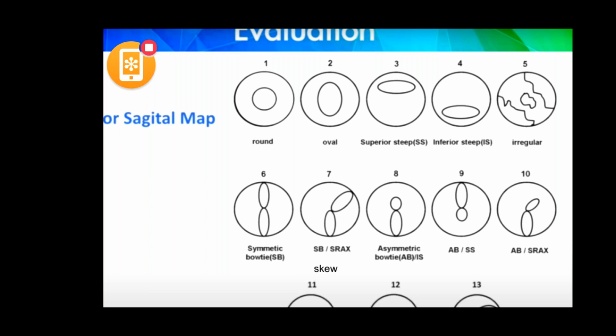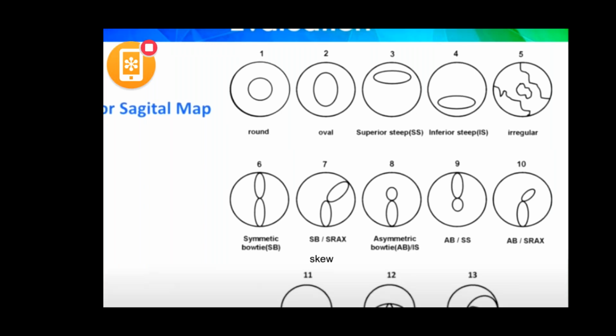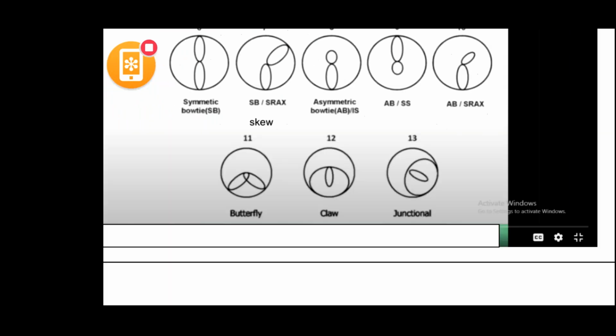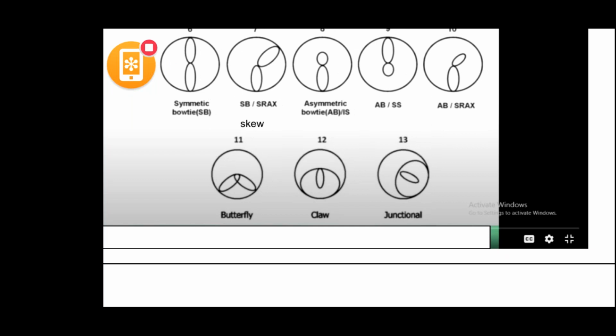Number 9 is again an asymmetric bow. Number 10 is an asymmetric bow with a skew. And below that, you have number 11, that is butterfly, lobster claw, a junctional or a vertical D. Okay, the last row is the abnormal scans.